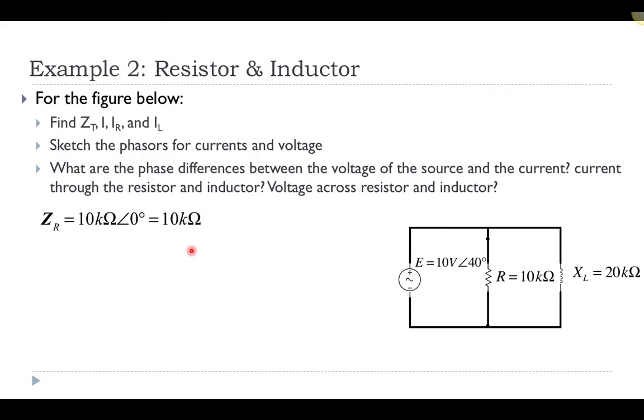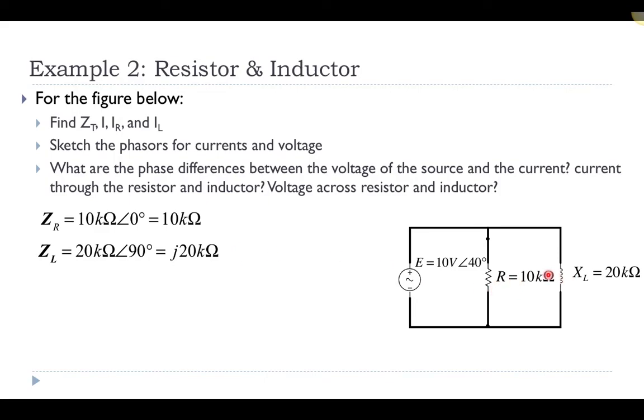So in order to figure out the total equivalent impedance, I need to figure out the impedance of each of the components. So the 10 kiloohm resistor has an impedance of 10 with an angle of 0, or just a real part of 10 kiloohms. The inductor has an impedance of 20 kiloohms, that's the reactance of the inductor, and that has a phase angle of 90 degrees, or it has a strictly imaginary part.